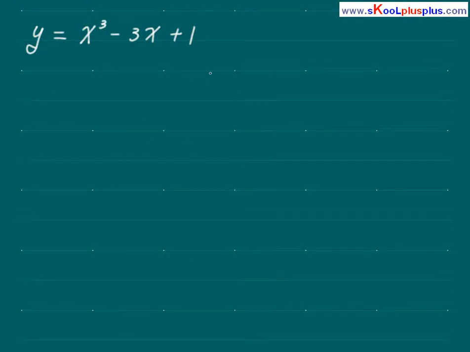Cubic function. Out of this, what can we get? First of all, this one has no x. That's why if we plug 0 for x, y is going to be 1. That's what we call the y-intercept. So the y-intercept looks like this. When x is 0, then y is going to be 1. That means this one goes through 1 on the y-axis.